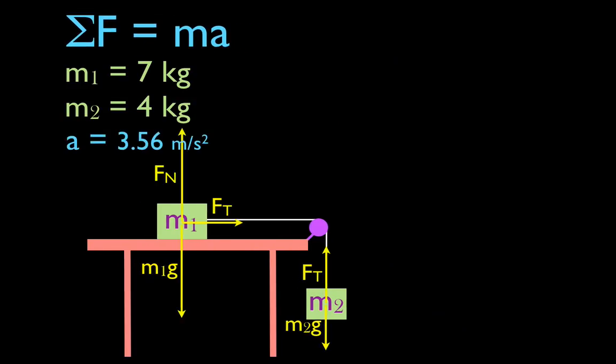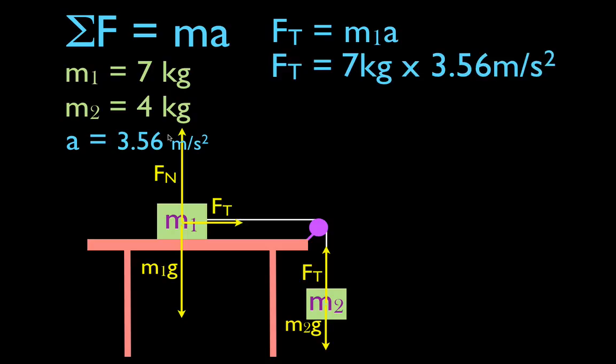We said we're also going to get the tension in the string. So now we're going to find the tension in the string. Once again, we're going to use Newton's second law. We're going to sum up the forces, but in this case, we're going to sum up the forces on each object individually. We're going to apply Newton's second law separately to each object and solve for the tension. For m1, the sum of the forces is just the tension force, because that's the only force that affects the acceleration, and that's equal to the mass of m1 times its acceleration, which is 3.56, not 9.8. We plug the numbers in, 7 times 3.56, and we get that the tension force is 24.9 newtons.